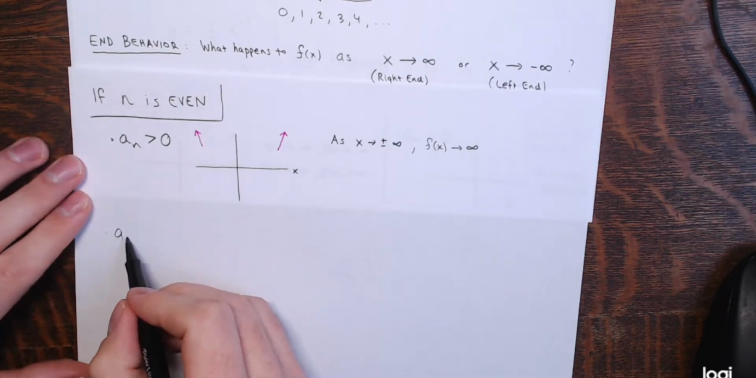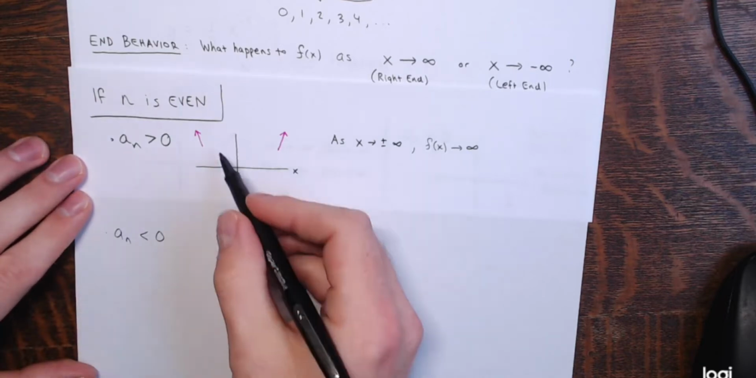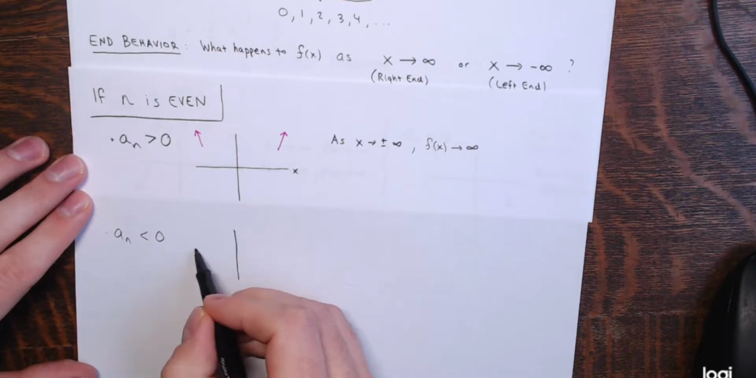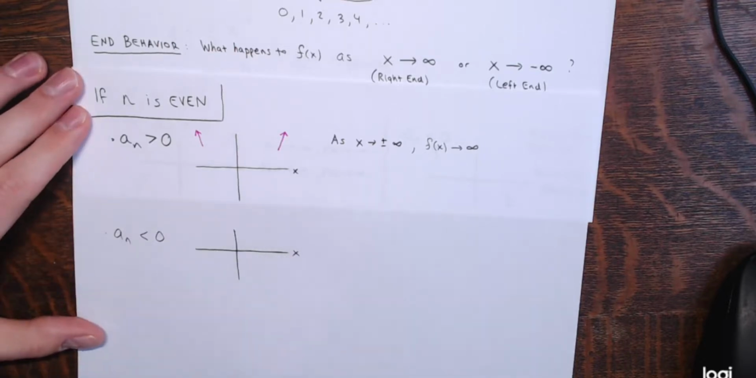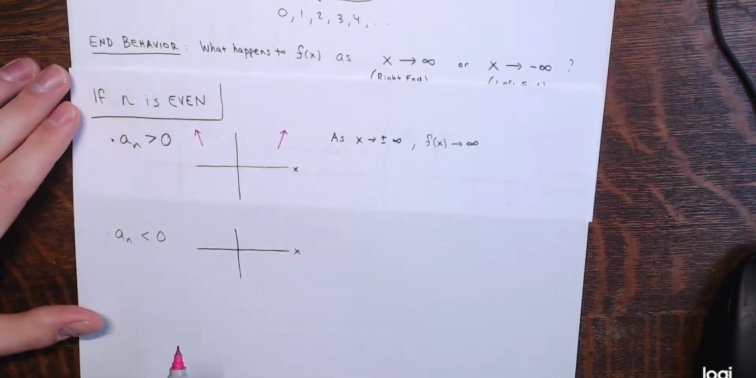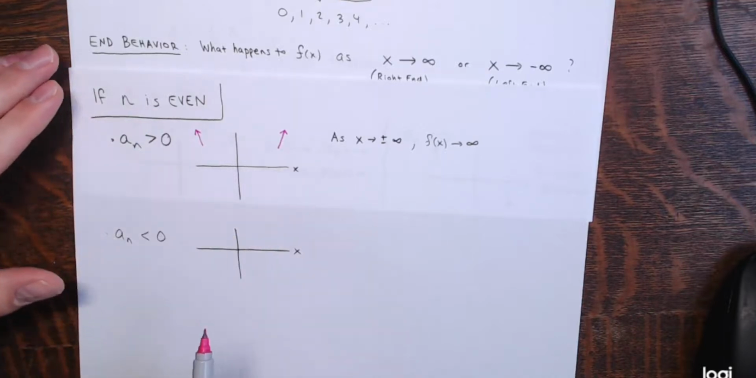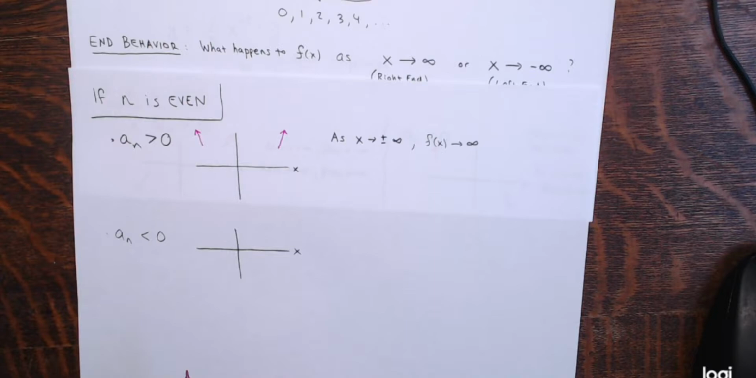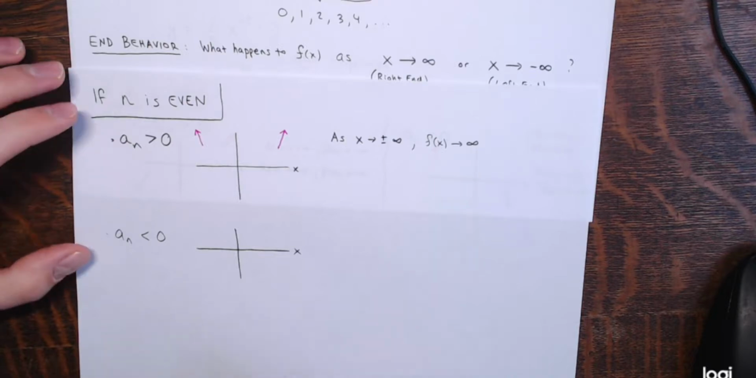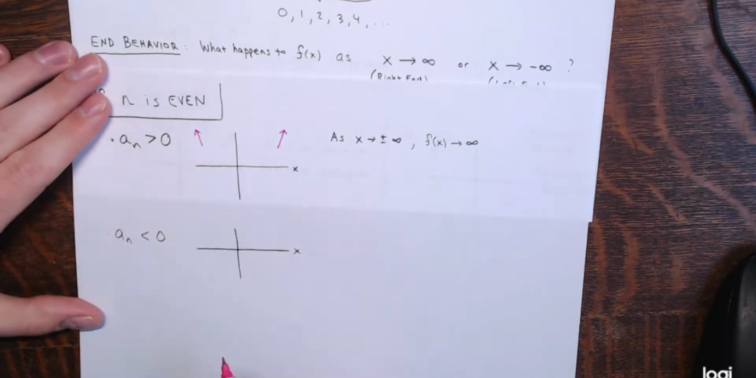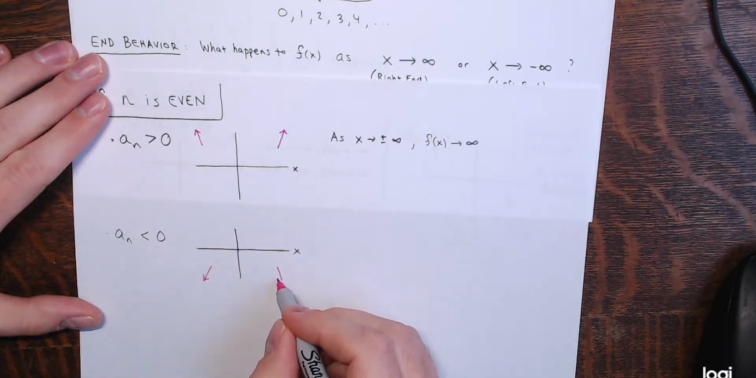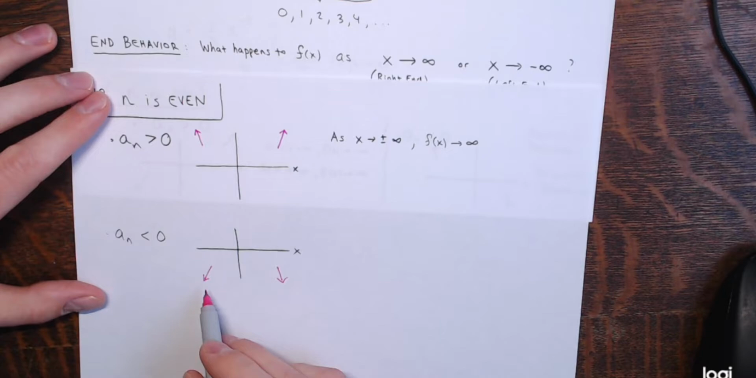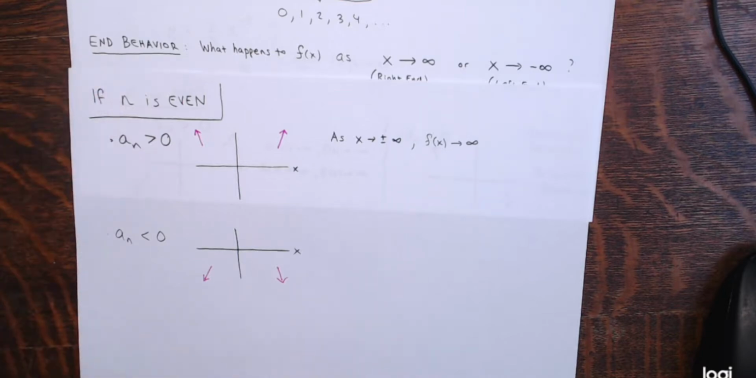And if the lead coefficient is negative, just flip that over the x-axis. If the power of the highest powered term is even, they call that the degree of the polynomial. Right, the power on the highest powered term is called the degree. If the degree is even and the leading coefficient is negative, then on both ends, the left end and the right end, the graph will be going down forever.